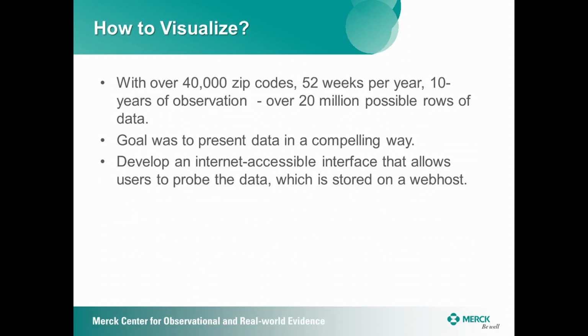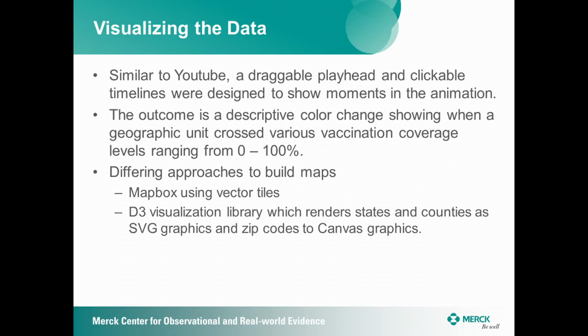But we didn't know how to visualize that. That was something new to Merck. So with already 40,000 zip codes and 52 weeks per year and 10 years of observation, we jumped up to 20 million data points. And so we're trying to figure out how to visualize that and actually put it on an internet interface where people can look at it and understand what the story is.